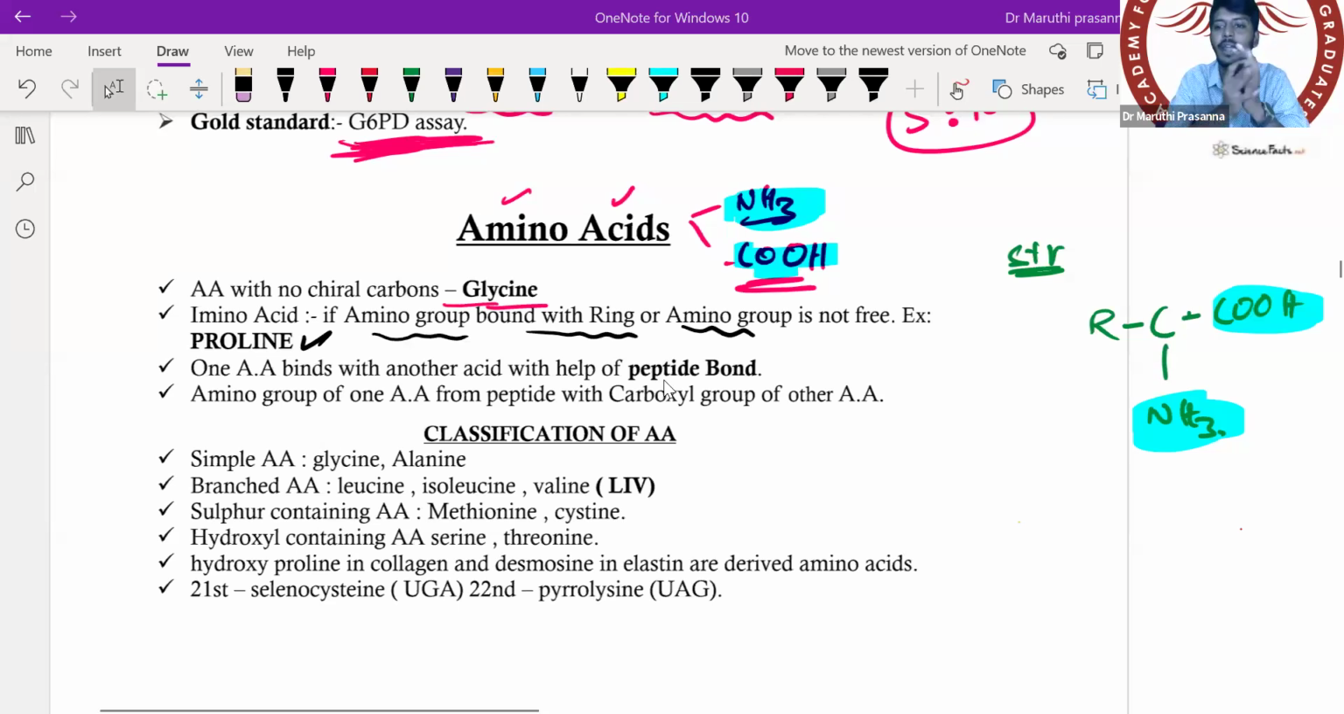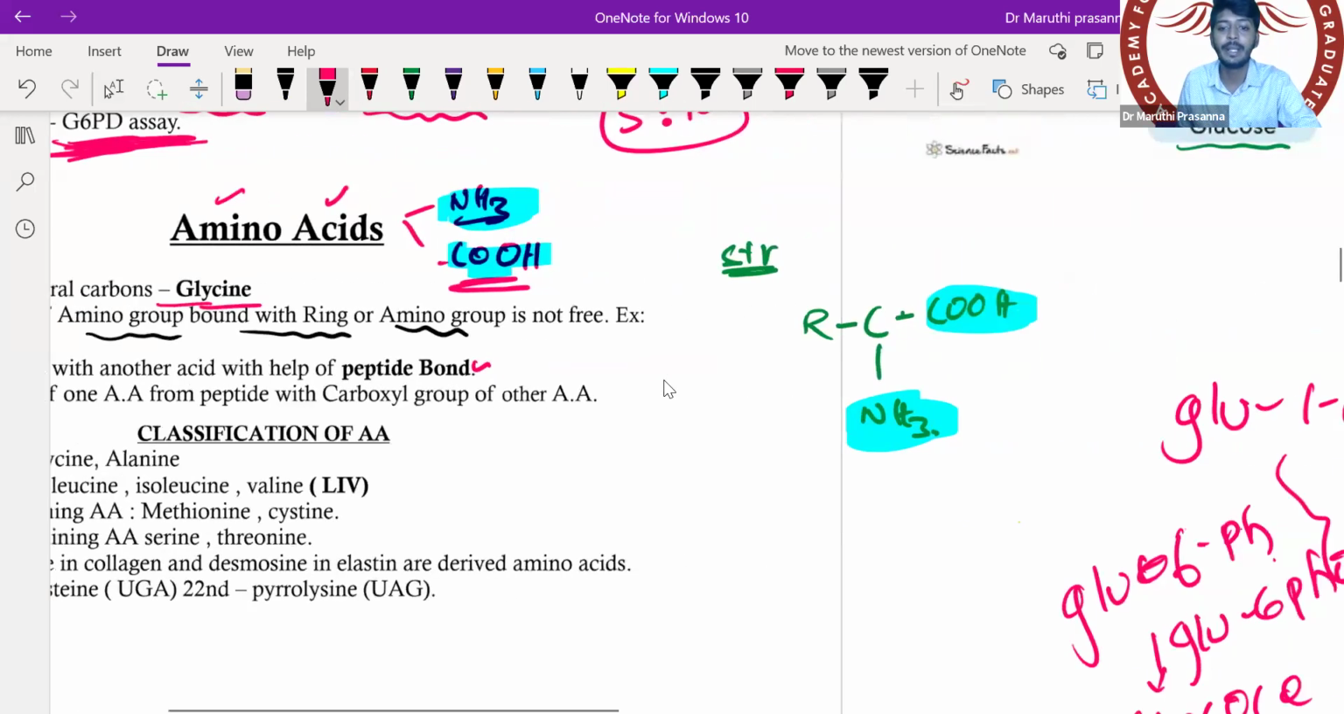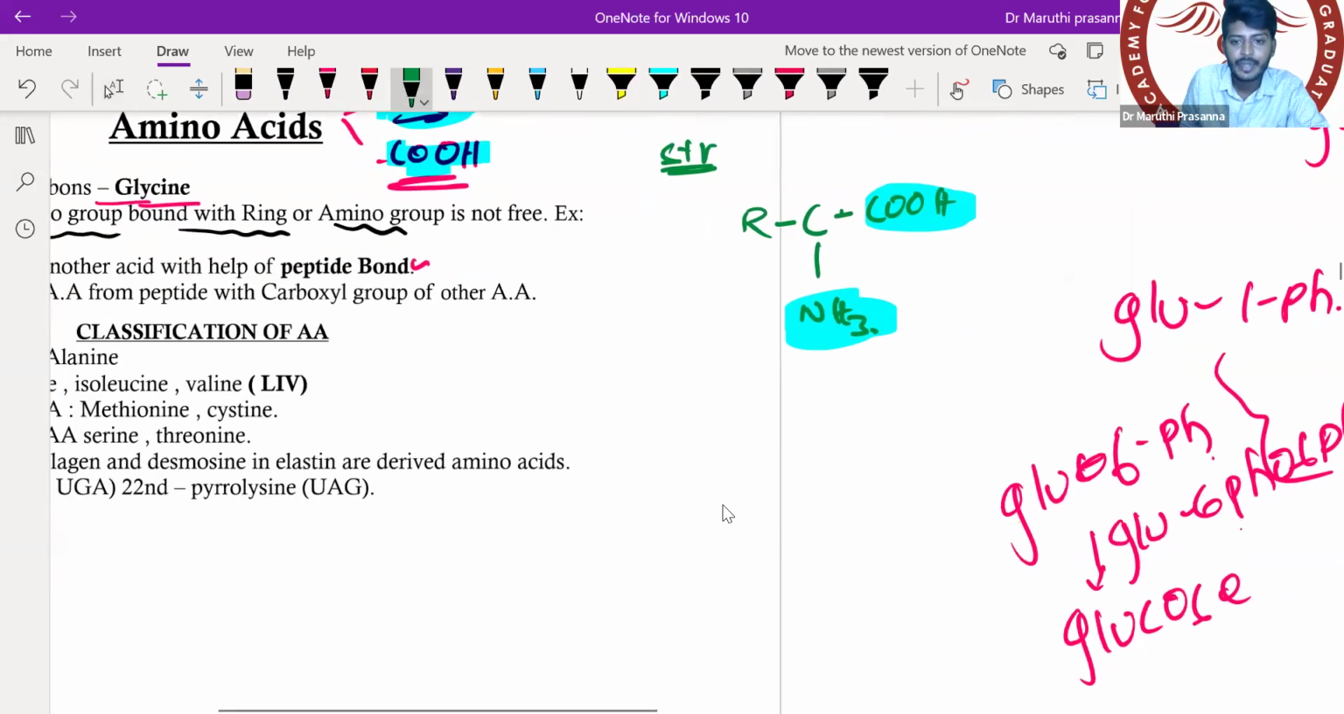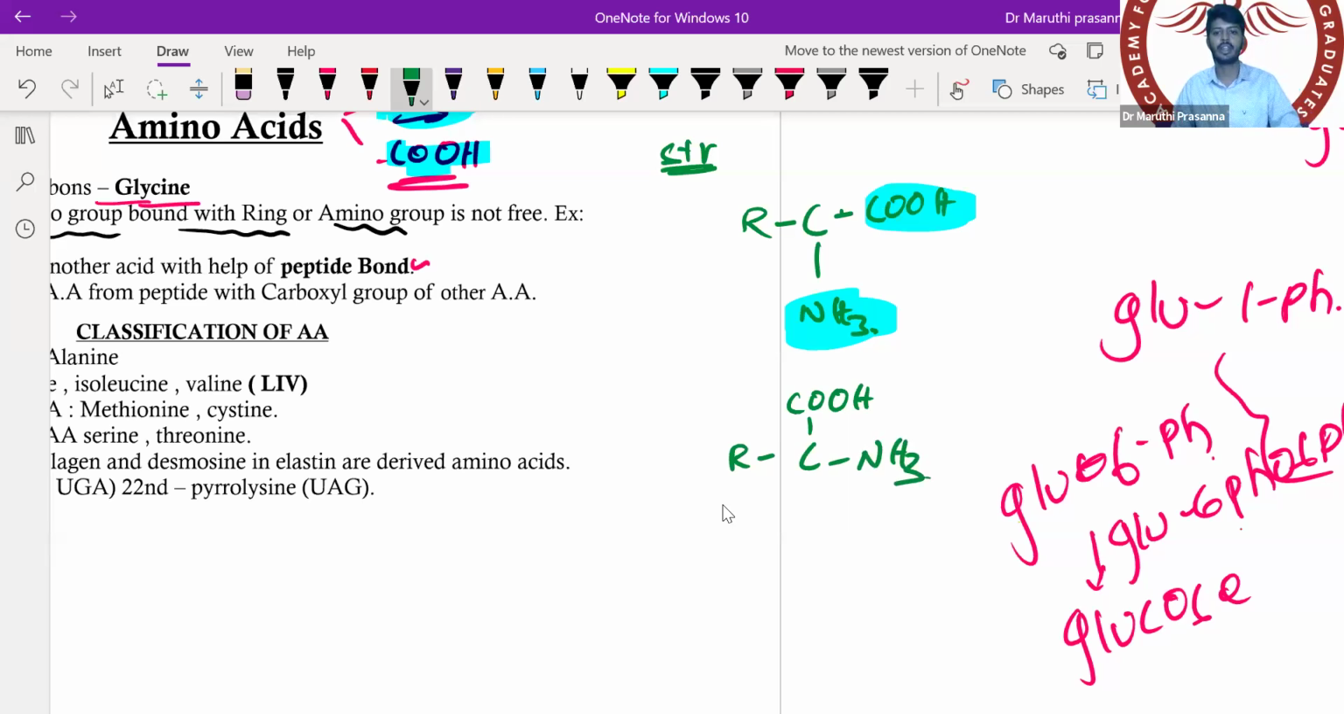One amino acid binds with another amino acid with the help of a peptide bond. So the peptide bond is present between what and what? Let me explain. One amino acid is there. Let's take one more amino acid, with COOH and NH3. Both are amino acids. The peptide bond forms where?